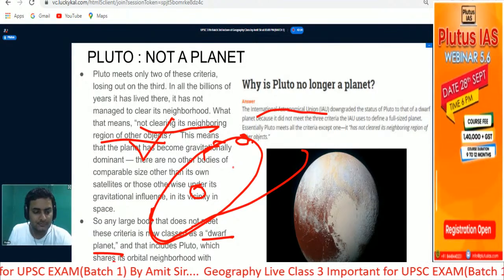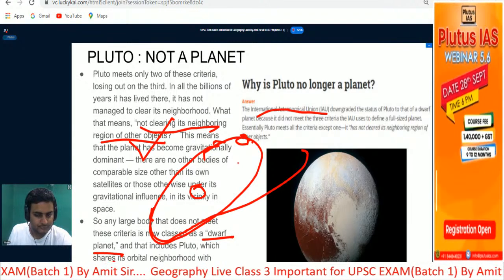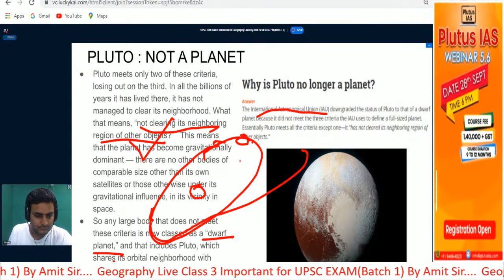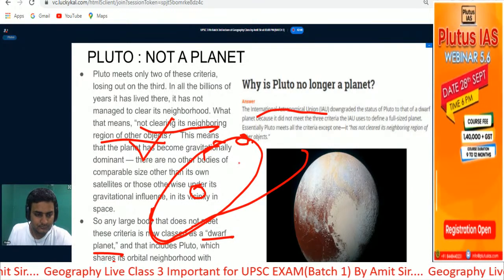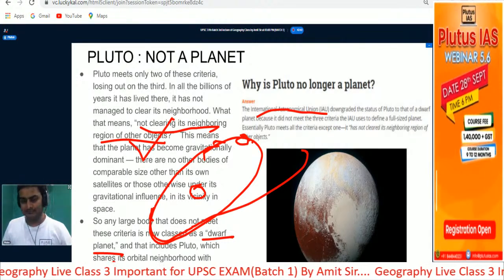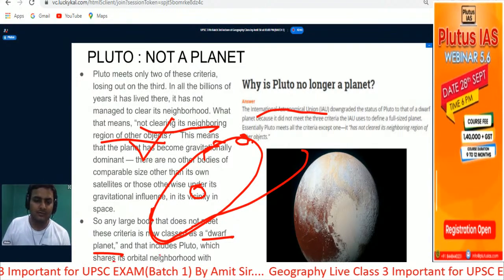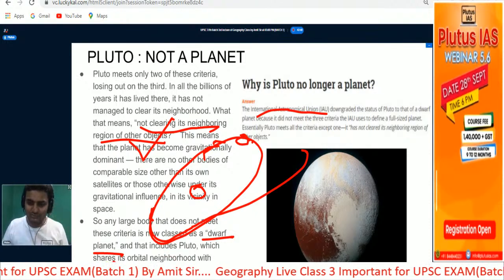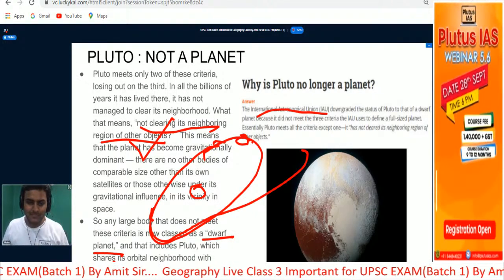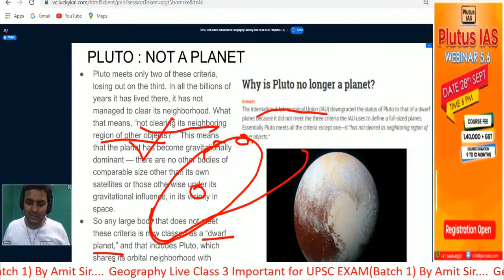Is it clear? वैसे इसकी जरूरत थी नहीं. We do not need this because UPSC is not going to ask you why Pluto is not a planet. It's very rare kind of scenario.